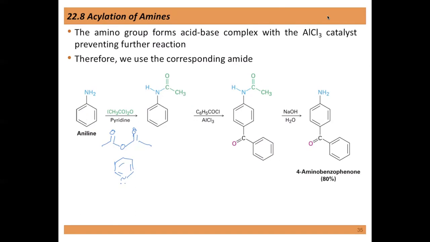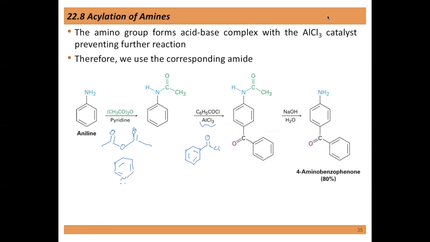And once we've protected the aniline, then we can actually take our benzoyl chloride, which is the group that we want to add to the ring. We take the Friedel-Crafts acylation catalyst. And there's another advantage to having this amide here, and that is that it's going to sterically hinder the ortho positions, and it's going to favor the para positions. And so we would expect adding this benzoyl group to our para position.